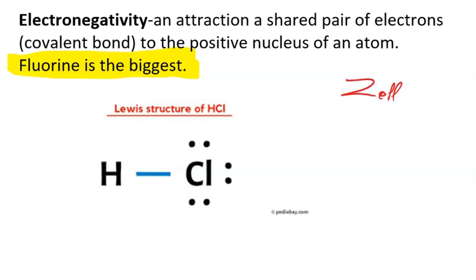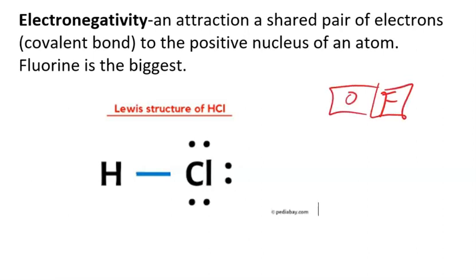So looking at this structure, we have a chlorine and we have a hydrogen. If you look at it, it's hard to tell by looking at the table so much. Fluorine's number one for sure. Fluorine's number one right here. And then over here, oxygen is number two. And then down here, chlorine is going to be number three along with nitrogen. They have the same value.